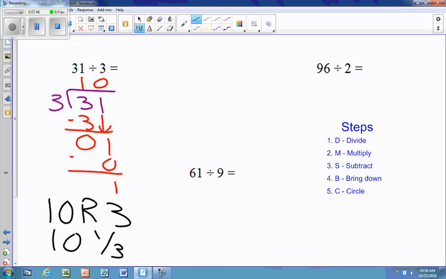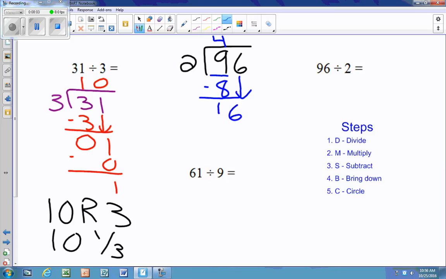Over here we have 96 divided by 2. How many times does 2 go into 9? 2 can go into 9 4 times without going over. 4 times 2 is 8. Then we subtract. We bring down, and because we bring down, we go right back to the beginning. How many times does 2 go into 16 this time? It goes in 8 times. 8 times 2 is 16. We subtract. Nothing to bring down. There's no remainder, so my answer is 48.